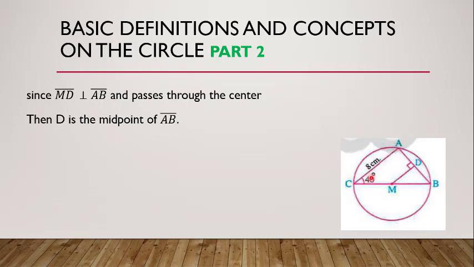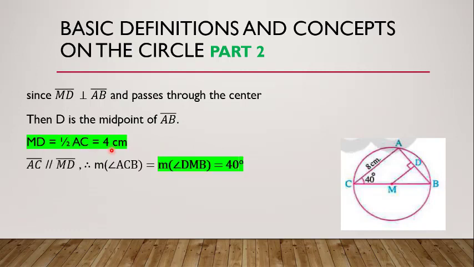Okay, so DM is parallel to AC and equal to half AC. MD equals half AC, so it will be 4 centimeters. And of course, AC parallel to MD, then angle DMB will be 40 because angle DMB and angle ACB will be corresponding angles because AC is parallel to DM.